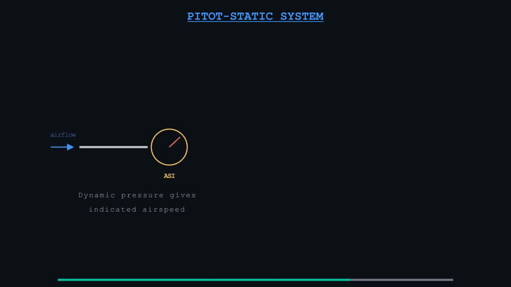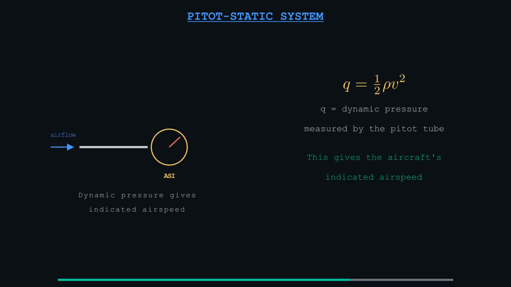The Pitot-static system uses the same theorem to measure airspeed. The pitot tube faces into the airflow and captures total pressure, while a static port on the side captures static pressure. The difference between them is the dynamic pressure, q equals a half ρv², and that is converted into the indicated airspeed shown on the ASI.